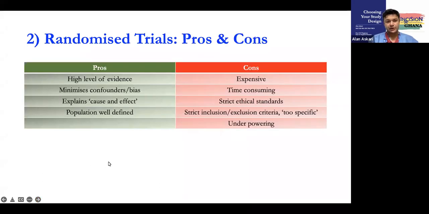Okay, the pros and cons of randomized trials. Well, they're considered quite high levels of evidence, if we remember our hierarchy, and we'll talk about the hierarchy of evidence a bit later. They do tend to minimize confounders and biases. They can also explain cause and effect. So I did this to this patient, I gave them this drug, and this was the cause, and the effect was this. It is very good at obtaining that kind of cause and effect relationship. The populations are usually well defined.